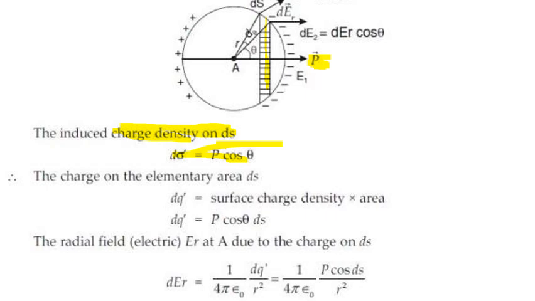So in that small element, the charge can be written as P cos theta. Now, the charge on elementary area ds can be written as charge density into area. We have stated here, charge density is P cos theta. So the charge will be P cos theta ds, because ds is the area.